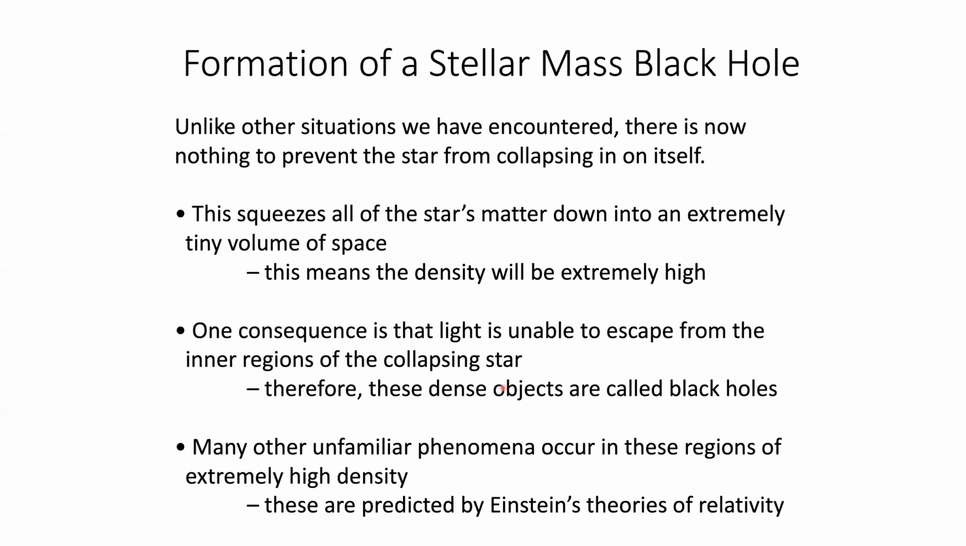The one consequence is that the light is unable to escape from the inner regions of the collapsing star. The one consequence of this incredibly high density is that even the light cannot escape from this inner region of this collapsing star, right? And this is why we call these dense objects black holes, right? Now, this is the endpoint of a star.